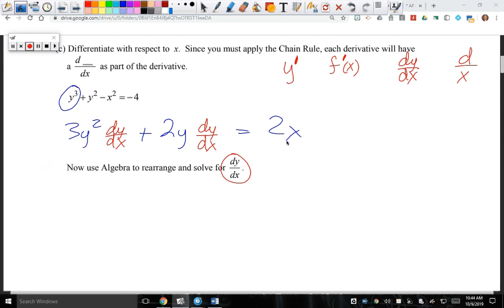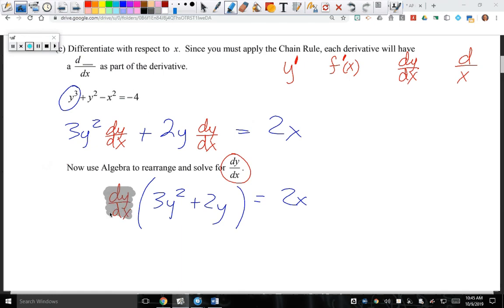3 letters. What do I do? GCF. GCF will determine whether you struggle on this unit with implicit differentiation. Because now I no longer have 2 dy dx's. I only have 1. And that's the goal, is to get the derivative, which is this, all by itself.